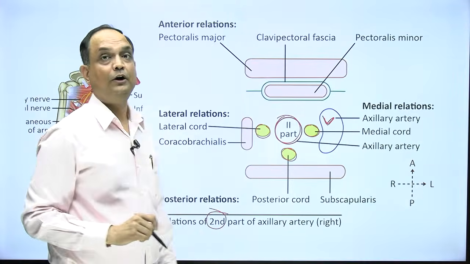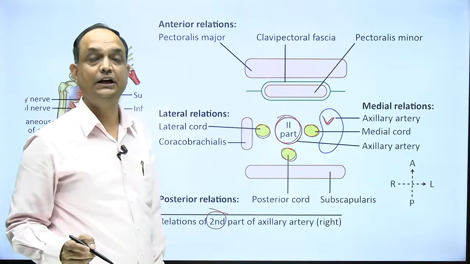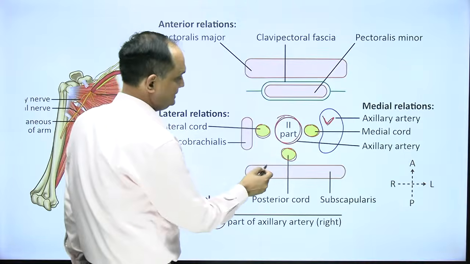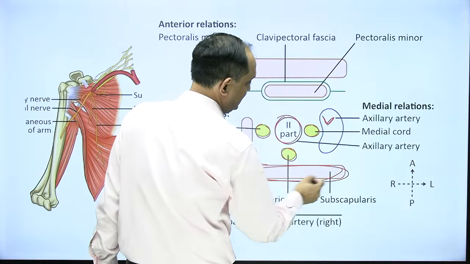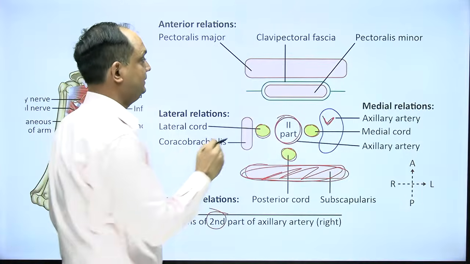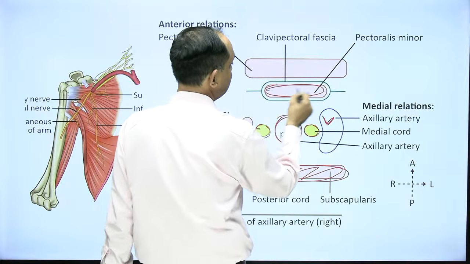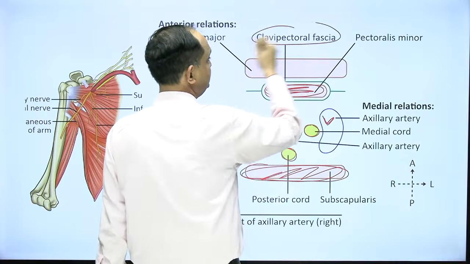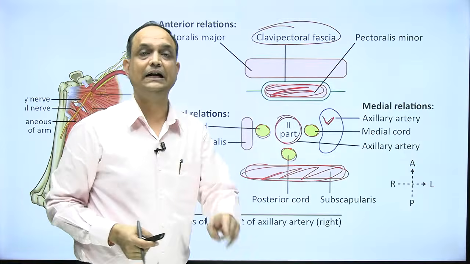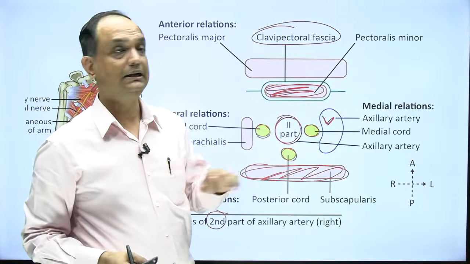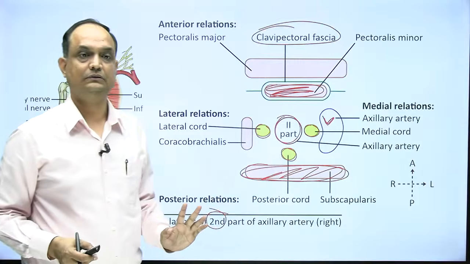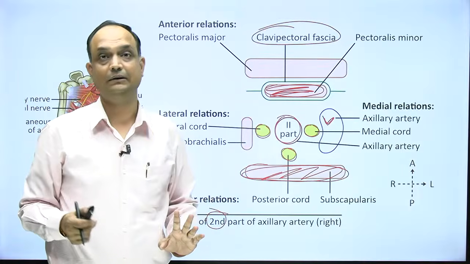Now another important thing is that posteriorly you will have the upper muscle of the fold, and that is subscapularis. So this is the subscapularis, and anteriorly you will have another muscle, and that is pectoralis minor. So this is the pectoralis minor, which is covered by the clavipectoral fascia. So when you are drawing the second part, you have to understand two things, that the second part lies behind the pectoralis minor and in front of the subscapularis muscle. So this is what is about the second part.